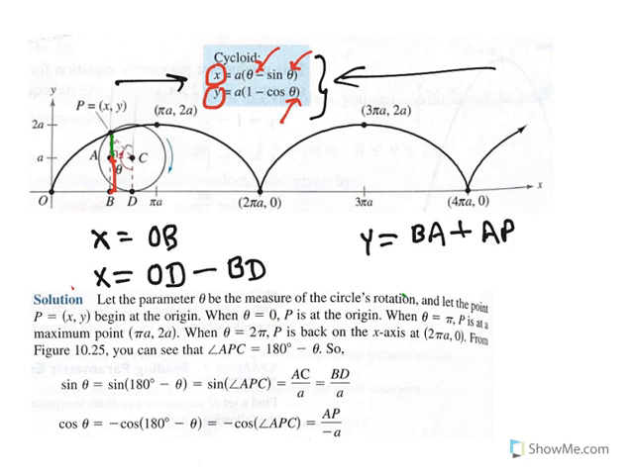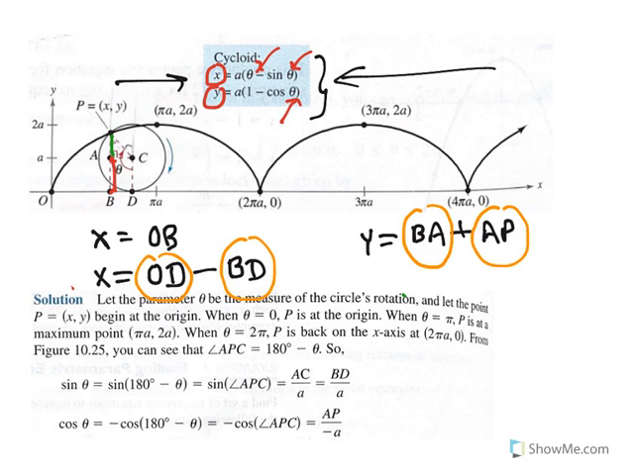So to complete our problem, we need to write the distance from O to D in terms of the parameter theta, and we need to write the distance from B to D in terms of the parameter theta. We need to find out the distance from B to A in terms of the parameter theta, and the distance from A to P in terms of the parameter theta. Once we have that, we'll be done.